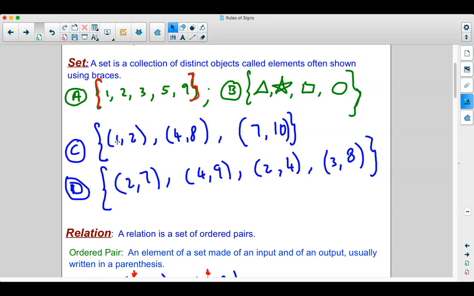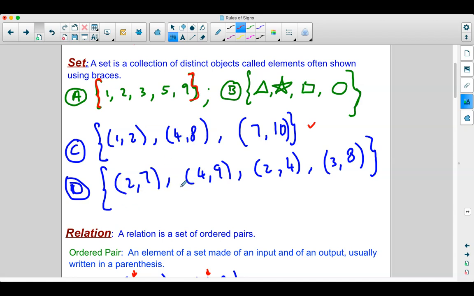Now let's see if any of these relations in blue are functions. To see if they are functions, we say that to every input, the first element, we want to have exactly one output. So 1 goes to 2, 4 goes to 8, and 7 goes to 10. So yes, this would be a function, because every input has only one output. 1 only goes to 2 and nothing else. 4 goes only to 8 and nothing else. 7 goes only to 10 and nothing else. So this relation right here is a function.